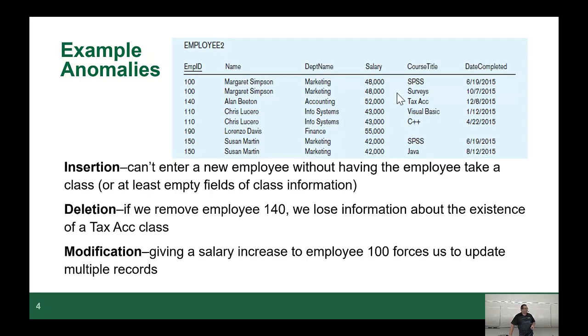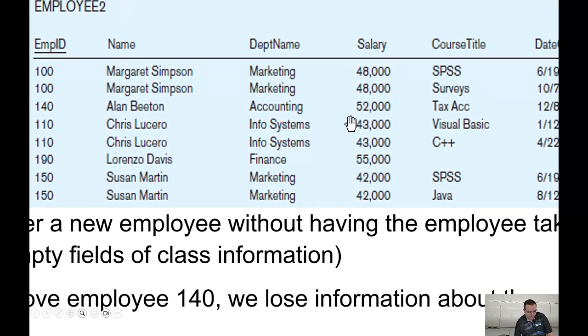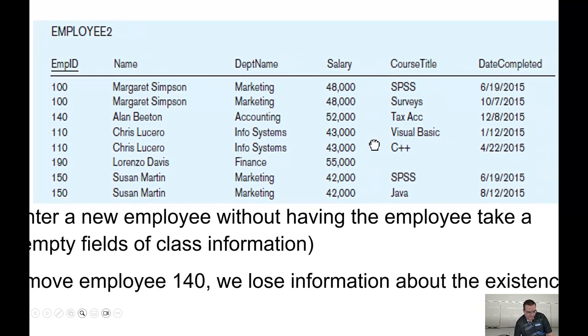We have a table here with some data in it. I'm going to zoom in on the table just to make it easier. Okay. So here's our table of data that was up before Camtasia decided to have its moment. And in here, we have all three kinds of anomalies. So when they defined this table, they decided that the only identifier was the employee ID.